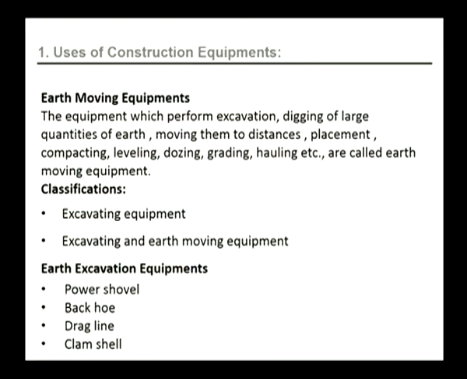Earth moving equipments. The equipment which perform excavation, digging of large quantities of earth, moving them to distances, placement, compacting, leveling, dozing, grading, hauling, etc. are called earth moving equipments. And these earth moving equipments are classified into 2 parts. One is excavating equipment and the second is excavating and earth moving equipment. The equipments which fall into the earth excavation equipment category are power shovel, backhoe, drag line, and clamshell.